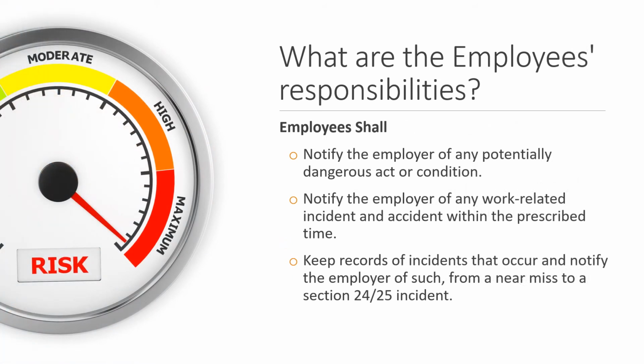Employees too have responsibilities. They should notify the employer of any potential dangerous act or condition. Employees are to notify the employer of any work-related incident and accident within the prescribed time, as well as keep records of incidents and accidents that occur and notify the employer of such, from a near miss to a Section 24 or 25 incident.